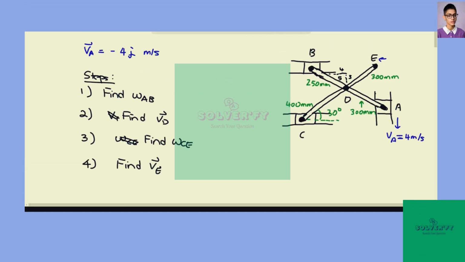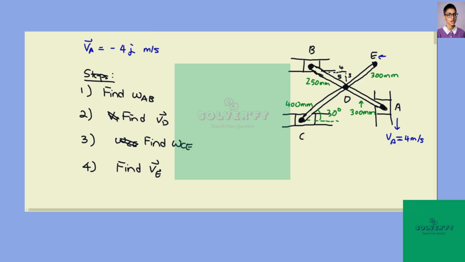In this question, we have two links, link AB and CE. Block A is moving downward with the speed 4 meters per second, and then we need to find VE in this question.